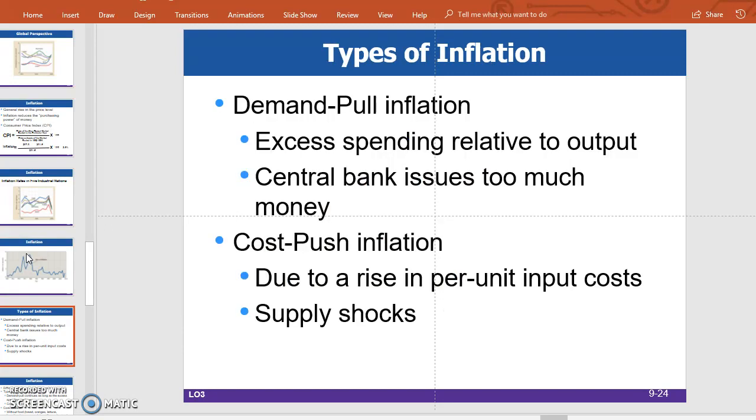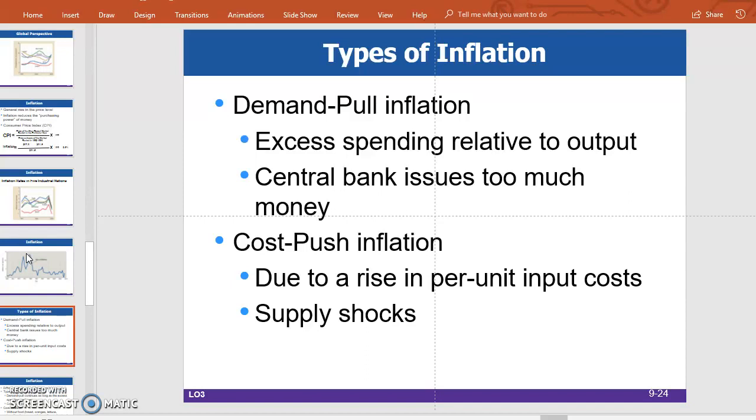Now there are two types of inflation: demand pull inflation and cost push inflation. Demand pull inflation is excess spending relative to output. When people are spending more than what is produced, they will bid up the price of goods and services, and prices will increase. This is demand pull inflation, an increase in price because of higher demand. Often this excess spending is related to the central bank issuing too much money. Then people will hold too much money. They want to buy more goods and services, and that may create a problem.